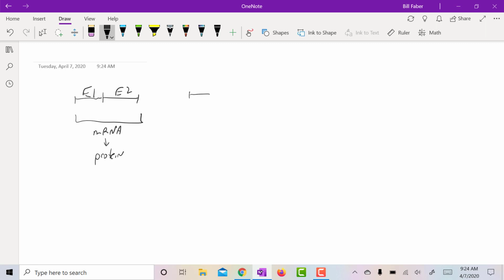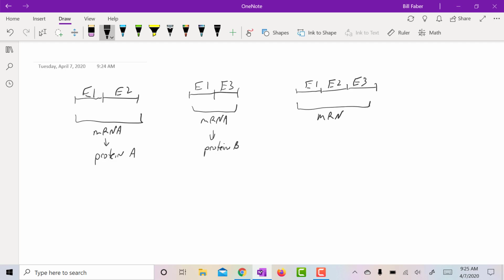Then you might have another segment where you connect E1 and E3, and that's a different piece of mRNA that codes for, let's say this is protein A, and this would code for protein B, but it might share a region of the protein. You could even have three different segments combined together, E1, E2, and E3, and that's another piece of mRNA that might code for protein C. So each one of those can be used to make a different component.